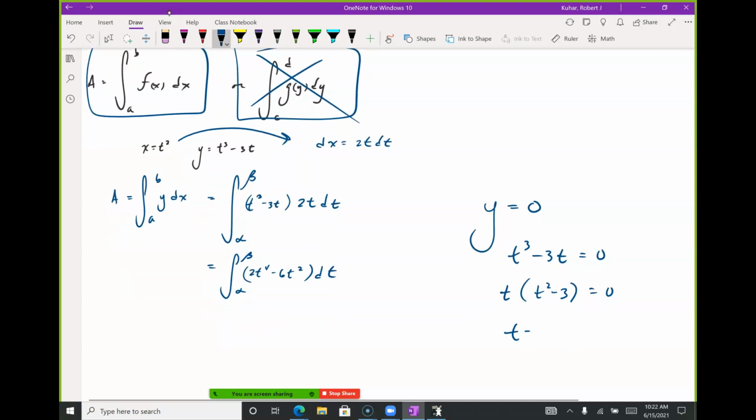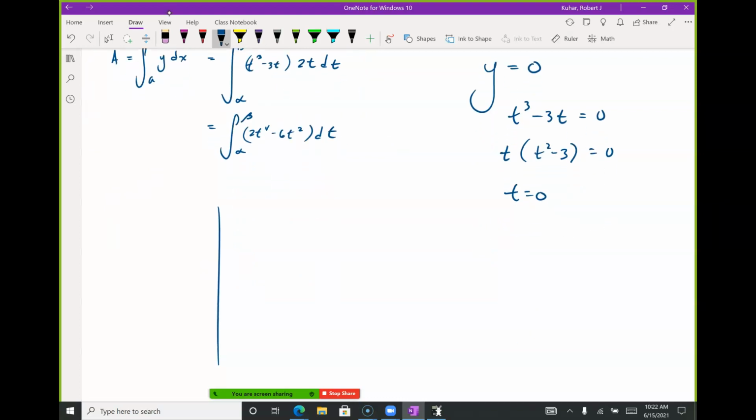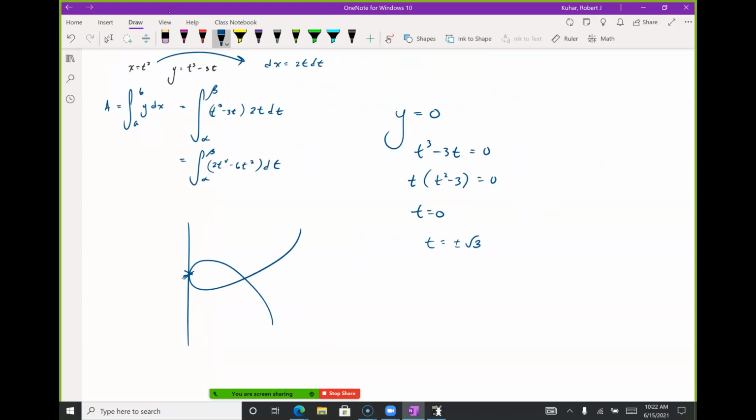So t equals 0, and that's over here. That's not that interesting to me. Or t equals plus or minus square root of 3. And that's where I need my pieces, plus or minus square root of 3. So my area is finally going to be the integral from minus rad 3 to rad 3 of 2t to the fourth minus 6t squared dt.